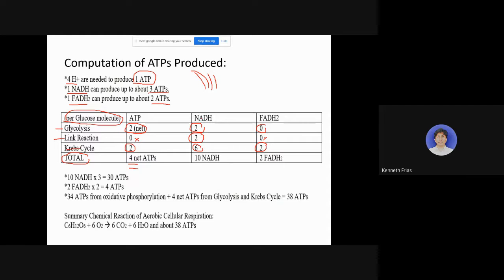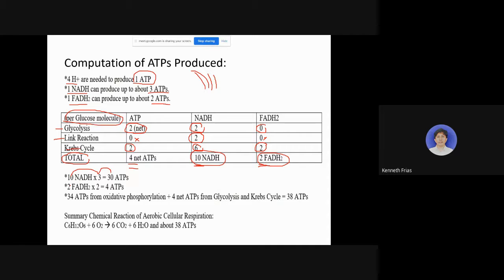And when we compute the total NADH produced in the three stages, there is a total of 10 NADH. And then FADH2, a total of 2 FADH2 molecules. So we are talking here about the products produced per glucose molecule. Then we have to compute. Since one NADH is capable of producing about 3 ATPs, and there are 10 NADH produced, 10 multiplied by 3 is 30 ATPs.